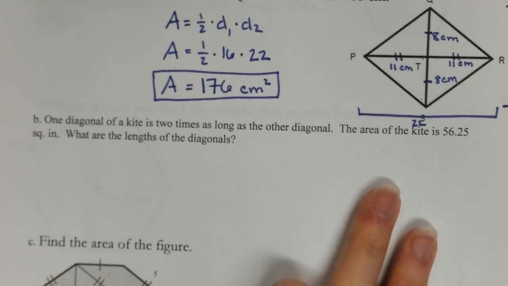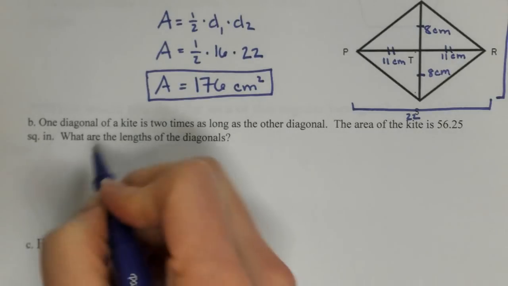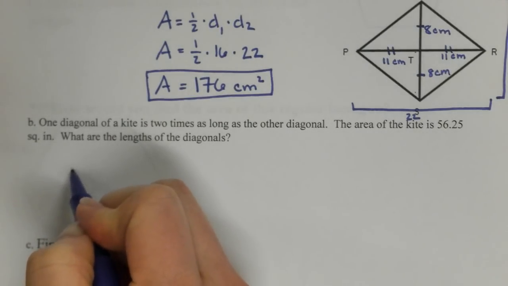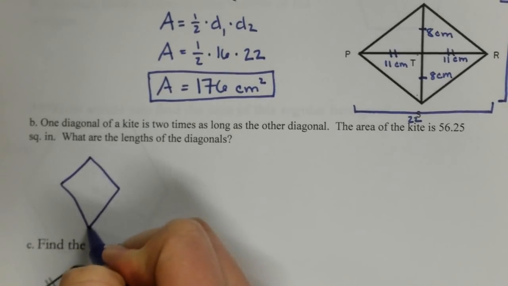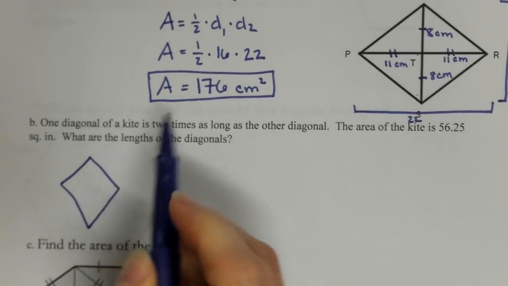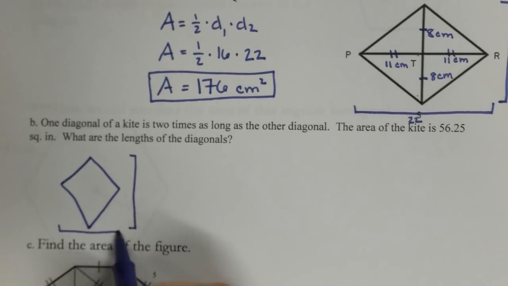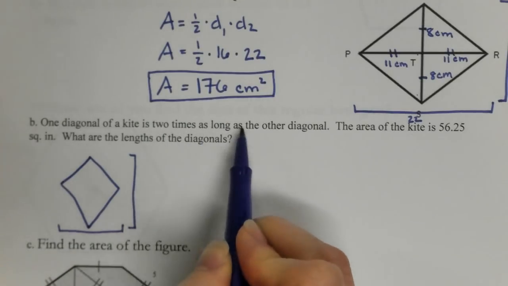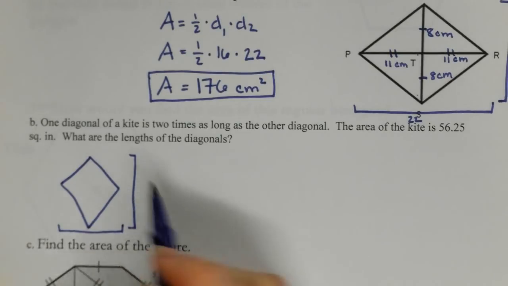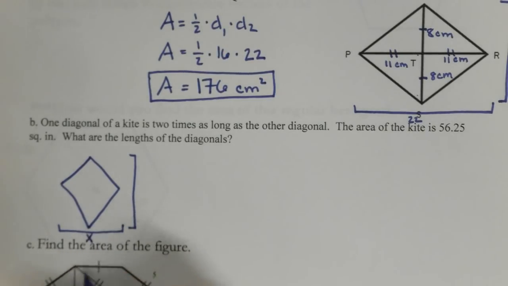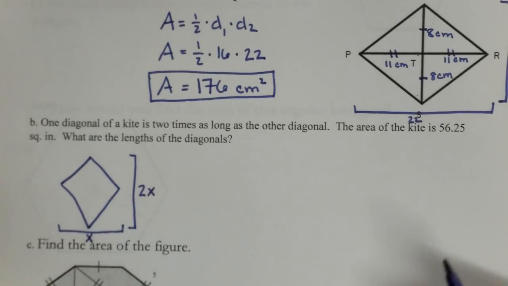One diagonal of a kite is 2 times as long as the other diagonal. So I'm going to draw a kite. And it says one diagonal. So here's one diagonal, here's the other one, is 2 times as long as the other. Well, this is kind of like the problems we've done in the past. If I make one x, 2 times that would be 2x.